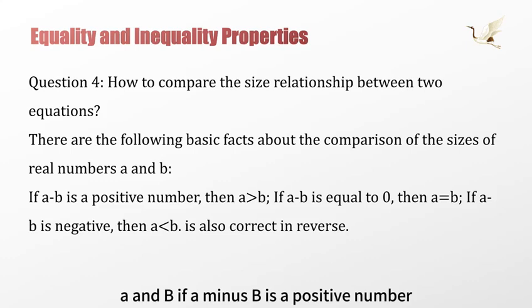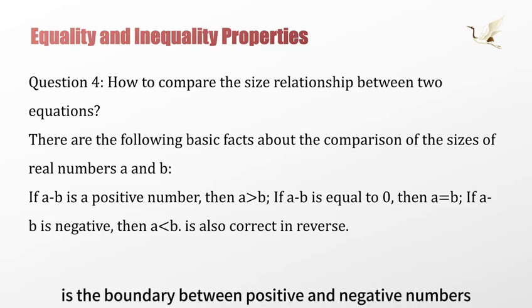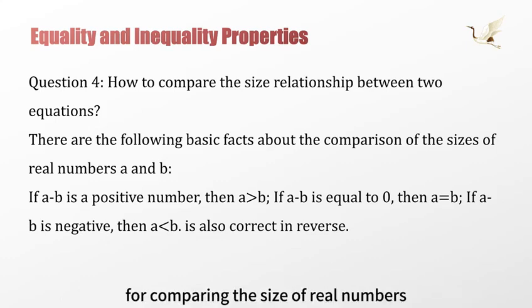There are basic facts about the comparison of the sizes of real numbers a and b. If a minus b is a positive number, then a is greater than b. If a minus b equals 0, then a equals b. If a minus b is a negative number, then a is less than b, and vice versa. In this fundamental fact, 0 is the boundary between positive and negative numbers, and serves as the benchmark for comparing the size of real numbers.